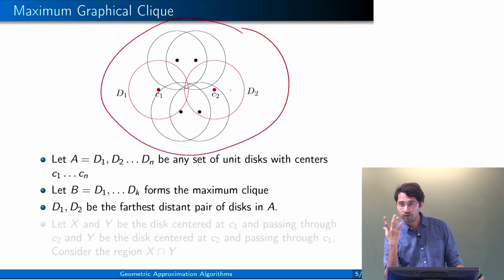Now, to get a good algorithm, what do we do? We try to find properties of this problem. What properties can we infer from the fact that D1 and D2 are the furthest disks among the disks which create the clique? This is the furthest pair of disks. What information can we infer?